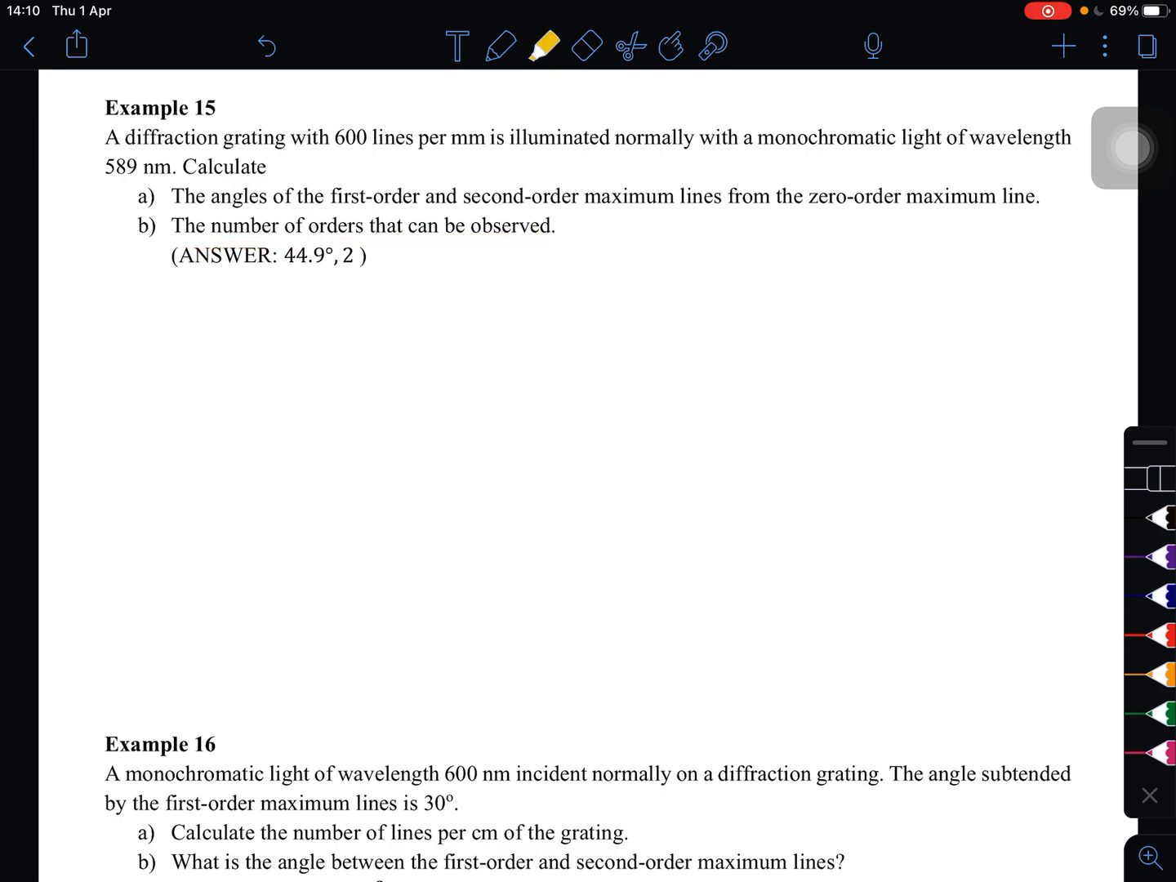Okay, so first highlight dahulu. We have 600 lines per millimeter, and then we have wavelength here. So n is equal to 600 lines per millimeter, and then wavelength is 589 nanometer. So first question, what is the angle for first order and second order?